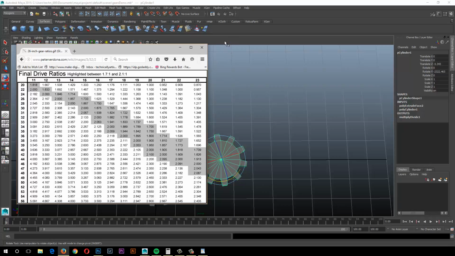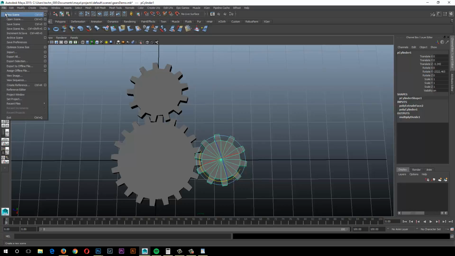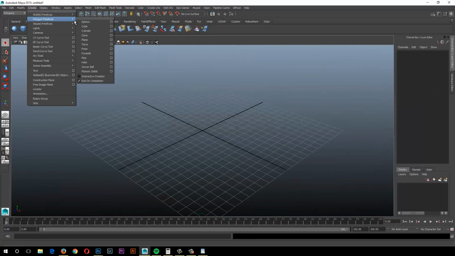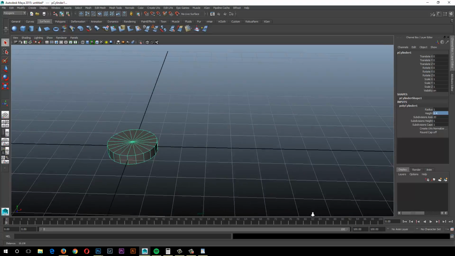But we're going to start off making a basic gear that's just extruding a cylinder, and you'll see the process here. So I'm going to go ahead and make a new scene. And we'll make our first gear here. I'm going to make a polygon cylinder, and I'm going to get an extrusion history. I'll leave the radius at 1, turn the height to 0.4, and I'll leave the subdivision axis at 20.